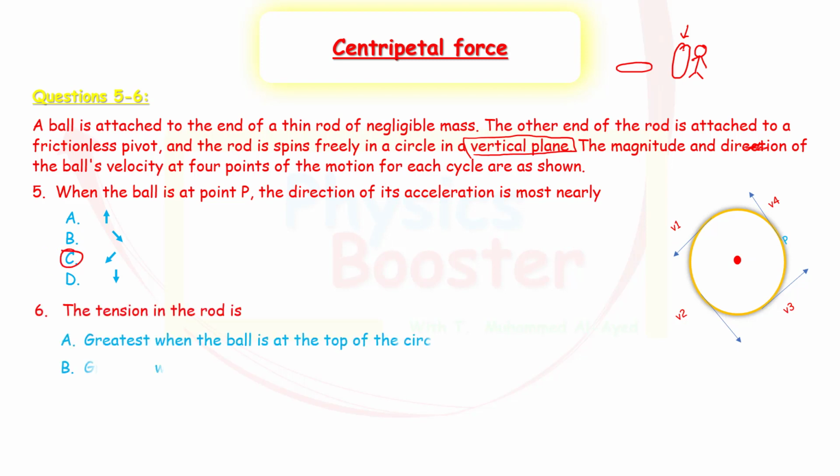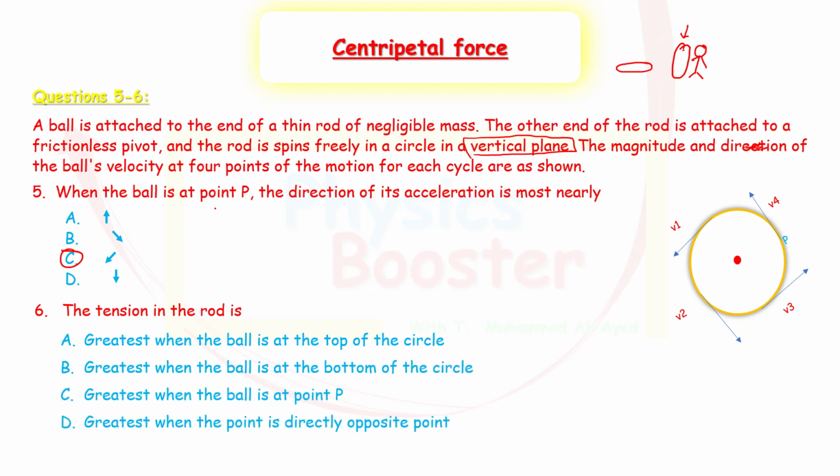Now question 6. The tension in the rod is greatest when the ball is at the top of the circle, greatest when the ball is at the bottom of the circle, or when it is at point P, or when the force is directed opposite to point P. Now actually, let's study cases A and B, when it's at the top and when it's at the bottom. So let's start when it's at the top. Now we know that this is the string holding it. We know that we have a centripetal force that's going downwards, Fc, and this is causing a tension inside the cable that's going upwards. So the tension inside the cable is going this way. It's trying to fly upwards, so the tension in the cable is this way.